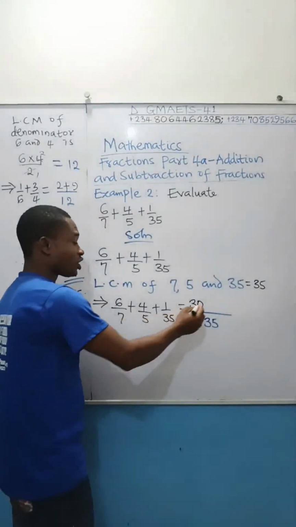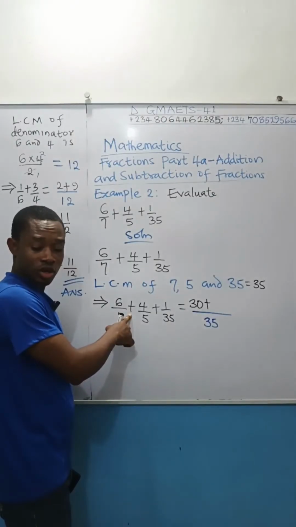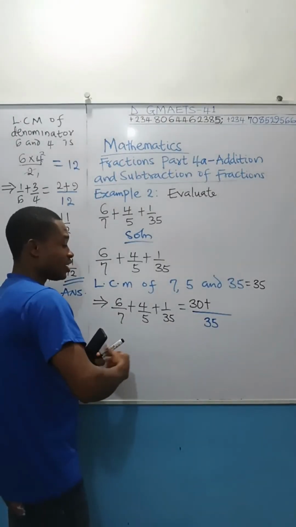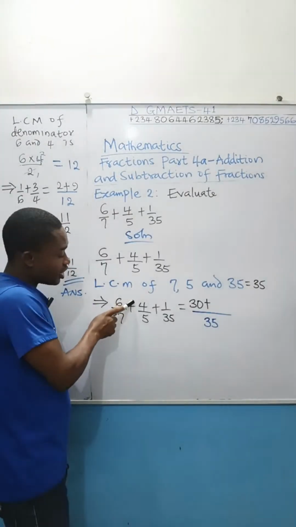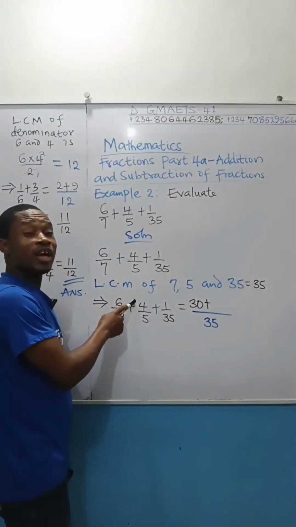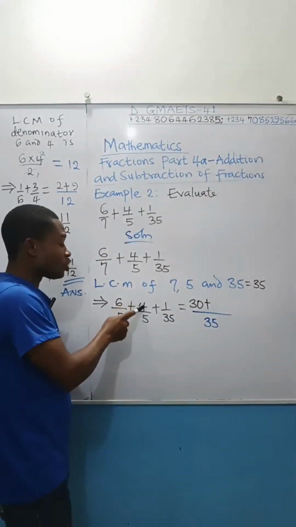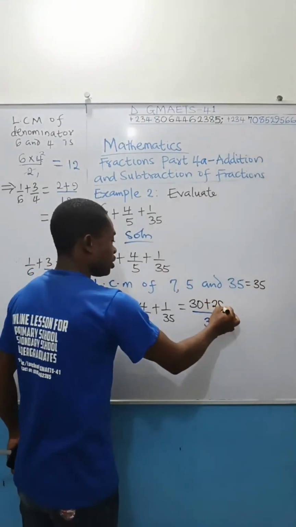Before we move on to this fraction, you have your plus. So you write your plus. The LCM is 35. Bring the 35 to this numerator where you have 4. Then divide that 35 by the denominator 5. If 5 divides 35, you'll be left with 7. Use the 7 to multiply this 4. 7 times 4 will give you 28. Write the 28 here.